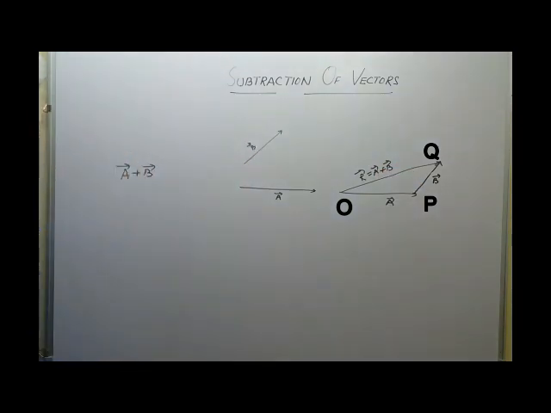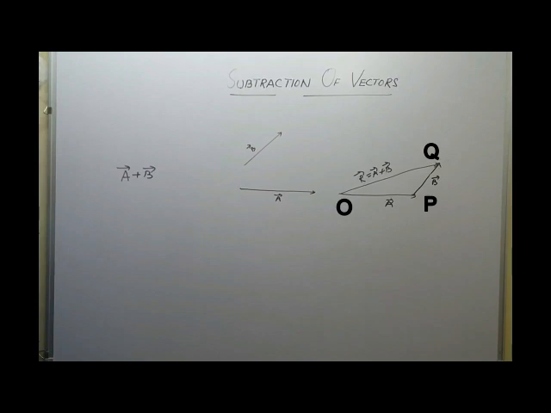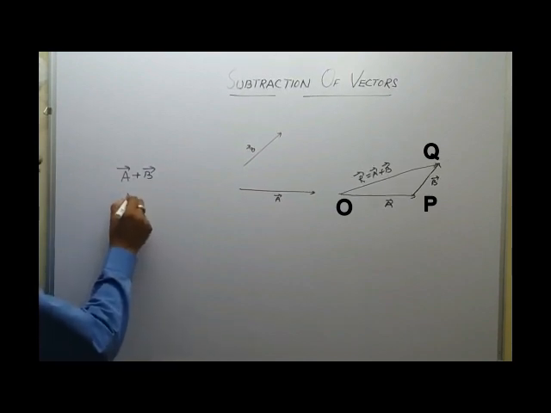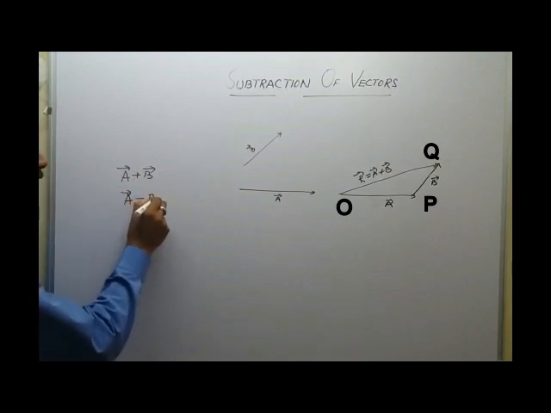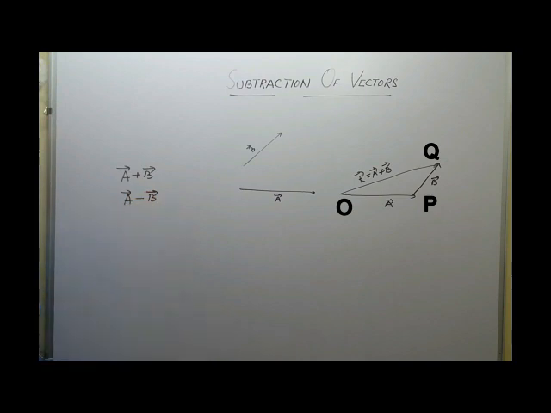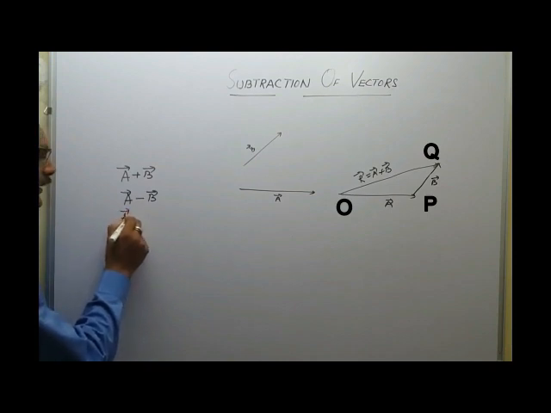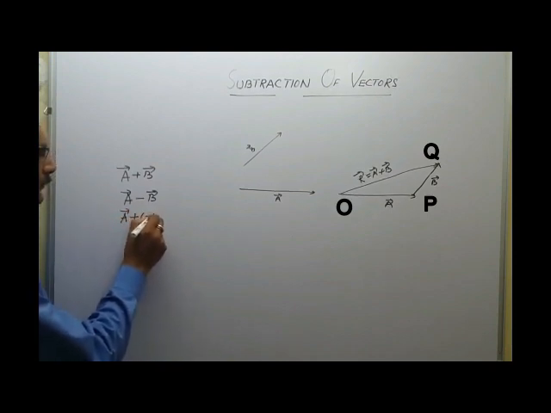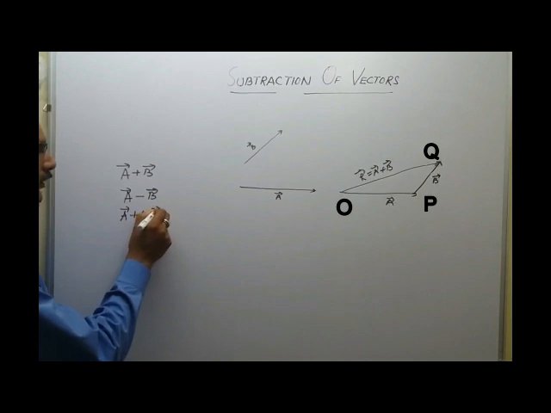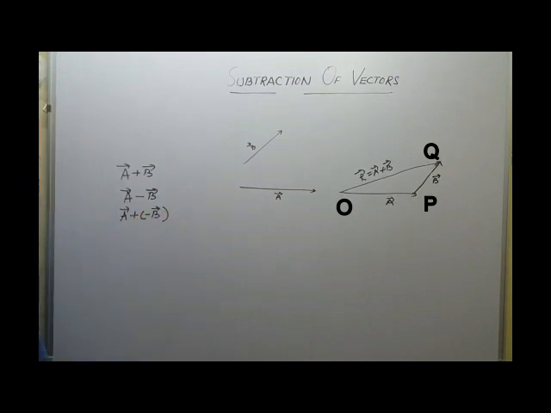Okay. Now, if I have to find out vector A minus vector B, then what I will do? Vector A minus vector B can be written as vector A plus minus of vector B. Right.